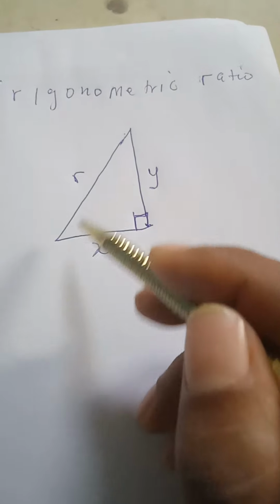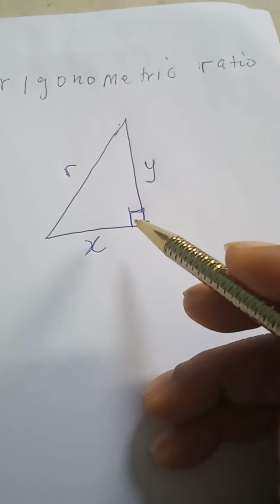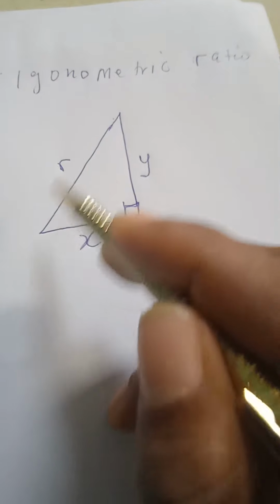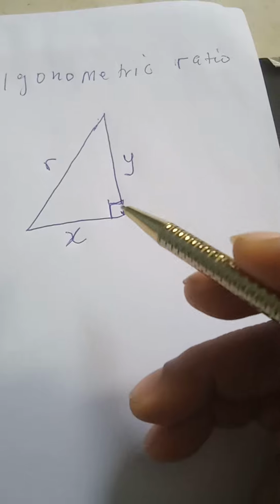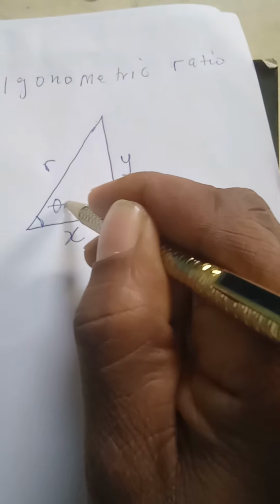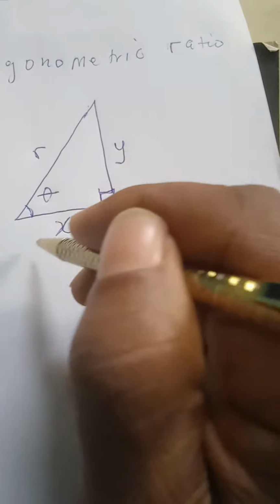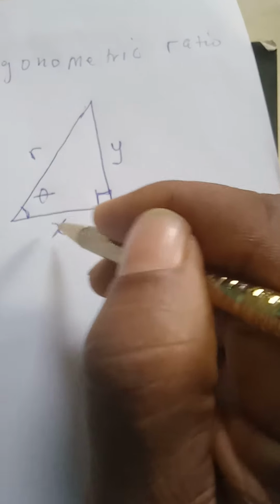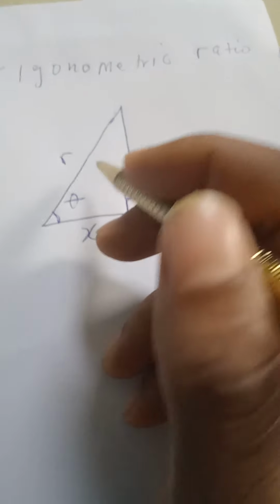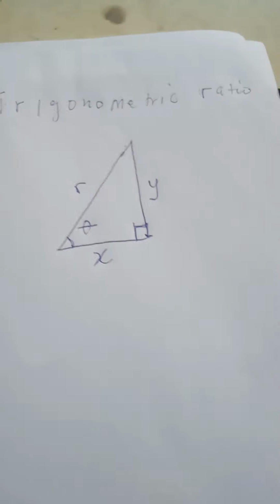The r is opposite the right angle, and the r is known as the hypotenuse. The y is opposite an angle. Let's call this angle theta. So we call this y opposite. On the other side here, the x is known as the adjacent. Now these are the three trigonometrical ratios we have.